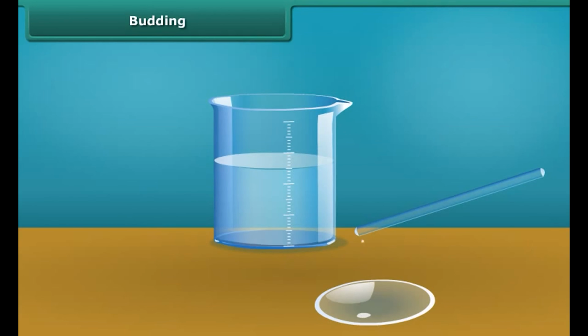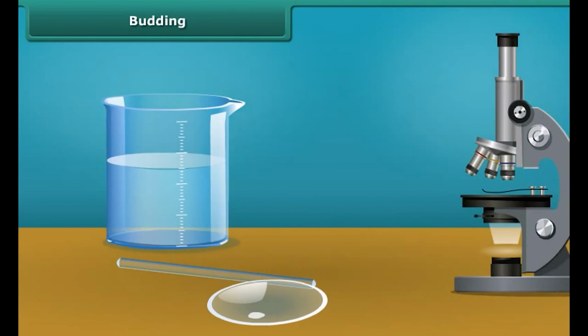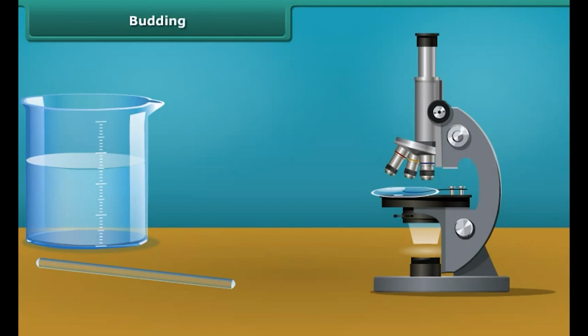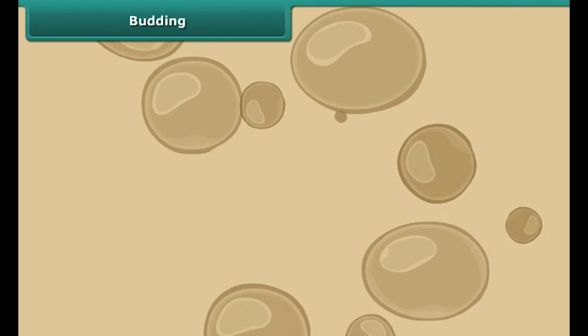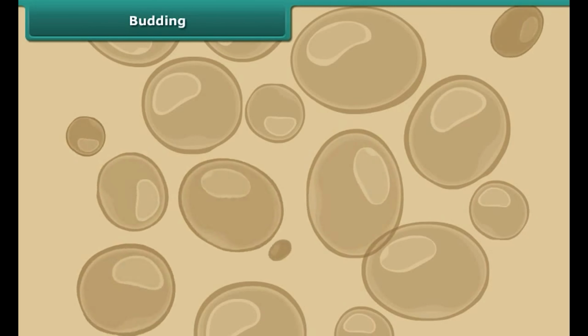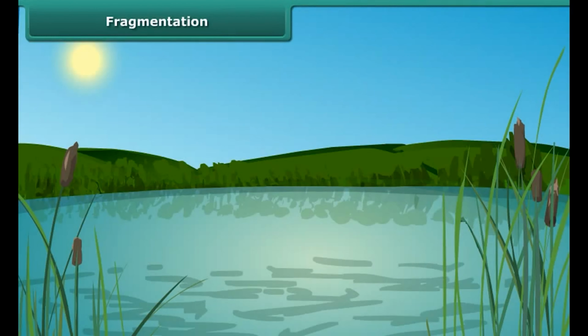After an hour or so, put a drop of this liquid on a watch glass and observe under a microscope. You will observe new yeast cells formed. The small bulb-like projection you see coming out of the yeast cell is called the bud. These buds grow, mature, and form new yeast cells.